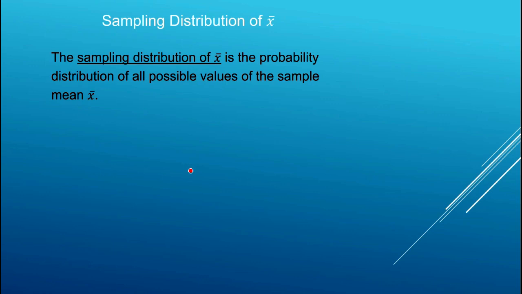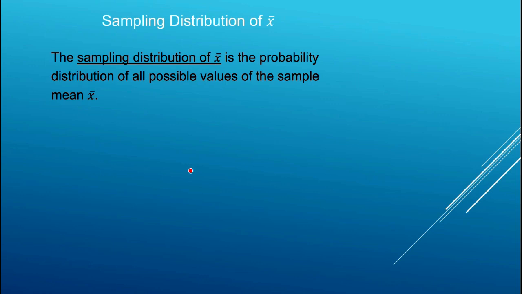And every time we do it, we get a slightly different answer for X bar. And we map out a frequency distribution of all the different values that we get for X bar. And that frequency distribution is the sampling distribution of X bar. And we want to know, well, what can we say about this sampling distribution?